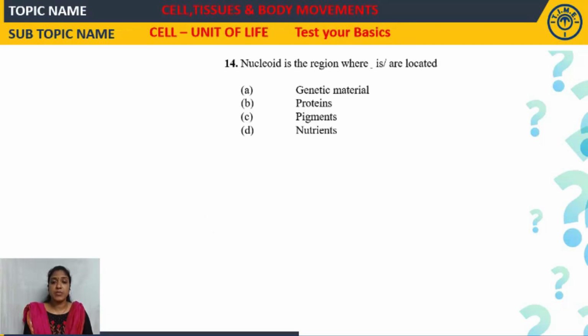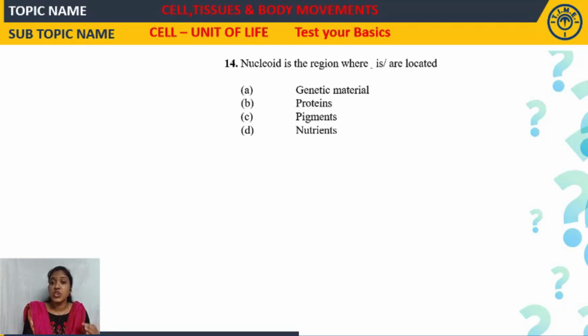Question number 14. Nucleoid is the region where dash is or are dash located. Option A, genetic material, B, proteins, C, pigments, and D, nutrients. Nucleoid is a region seen in prokaryotic organisms like bacteria. Why are they known as nucleoid? Because they are not a true nucleus and are not bound by a nuclear membrane. The genetic material, the DNA, is simply placed in the cytoplasm. A single chromosome is also present.